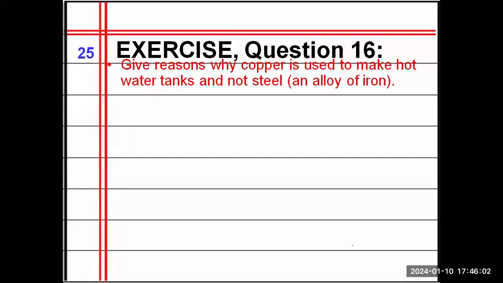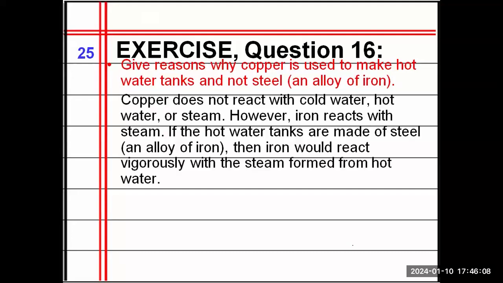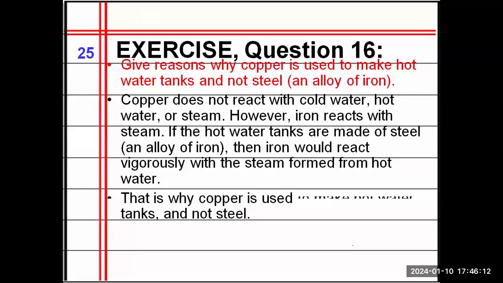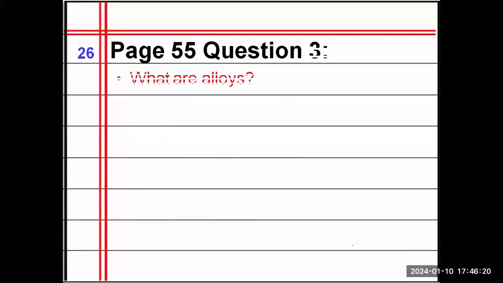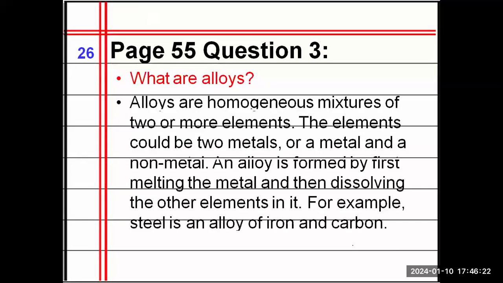So this is the question: why is copper used in making hot water tanks and not steel? Because steel is an alloy of iron. It will react with steam and it will get corroded. So copper is used, steel is not used over here. This is the equation showing the rusting of iron, right? Then you have, what are alloys? Alloys are homogeneous mixtures of two or more metals, or sometimes a metal and a non-metal. Examples we have seen just now.